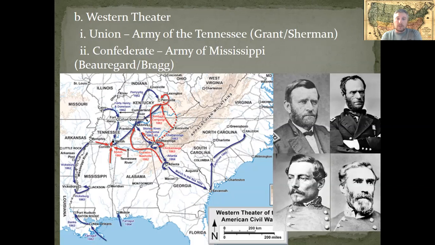Grant would be rewarded by taking on the overall command of the Union armies in the East later on, and we'll see that's when things start to change. For the Confederacy out west, we have the Army of Mississippi, okay? Once again, named after states here.